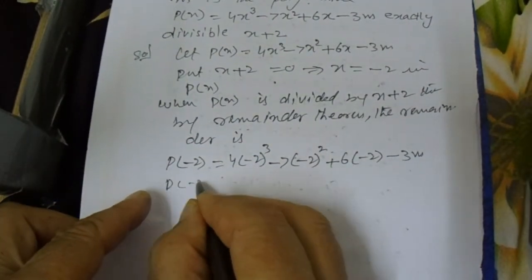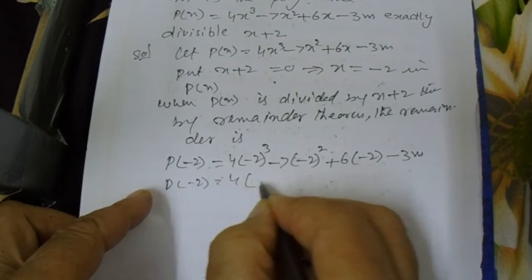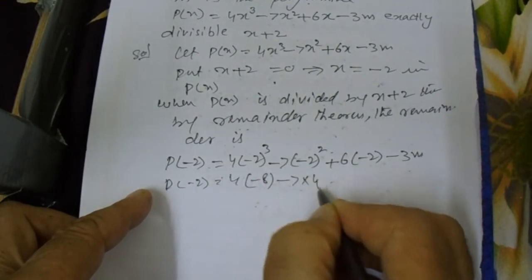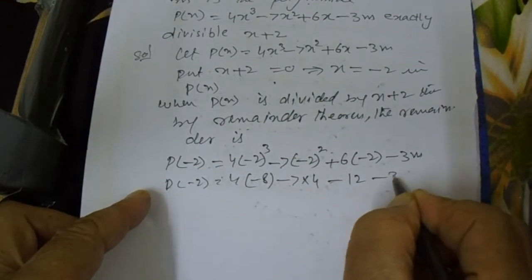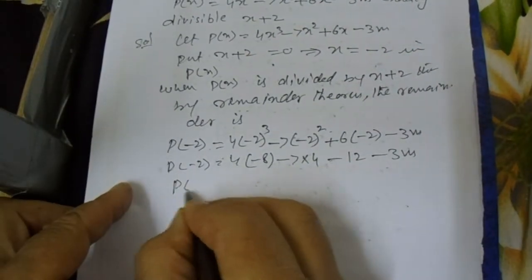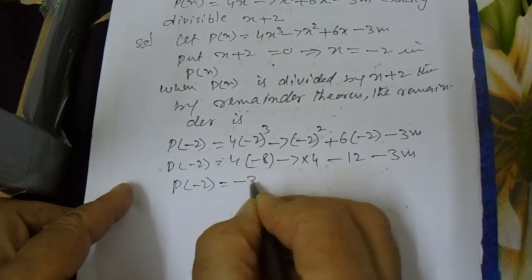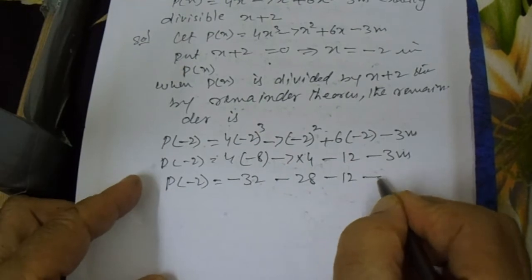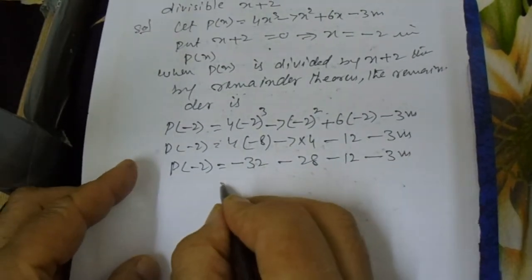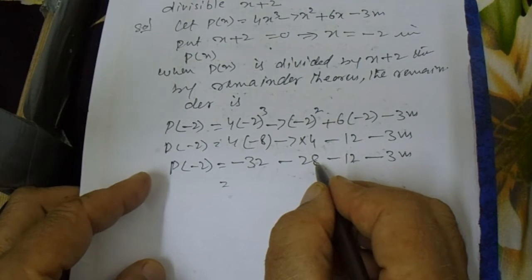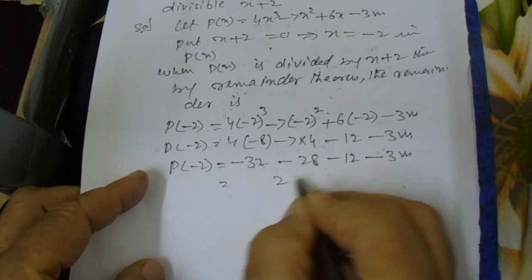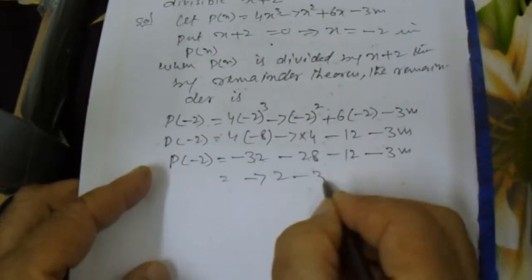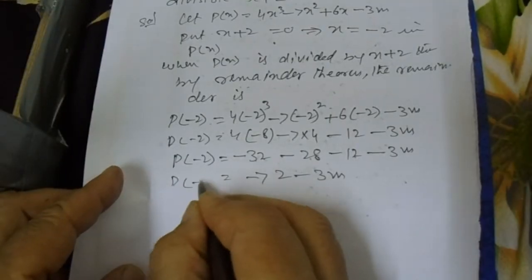Here P(−2) = 4(−8) − 7(4) − 12 − 3m. P(−2) = −32 − 28 − 12 − 3m. Adding, 32 + 28 is 60, and 60 + 12 is 72. Now −72 − 3m. This is P(−2).